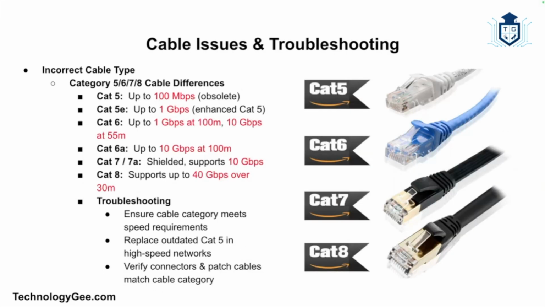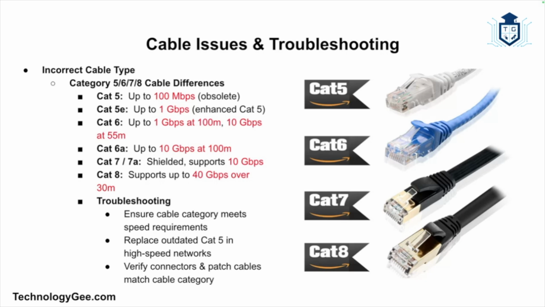All right, next we have Category 5, 6, 7, and 8 cable differences. Cat5 supports up to 100 megabits per second, and is considered outdated. Cat5e is the enhanced version of Cat5 and supports 1 gigabit per second. Cat6 supports 1 gigabit per second at 100 meters and 10 gigabits per second at 55 meters. Cat6a supports 10 gigabits per second at 100 meters. Cat7 and 7a use shielding for better performance, and they support 10 gigabits per second. Then Cat8 supports up to 40 gigabits per second over 30 meters.